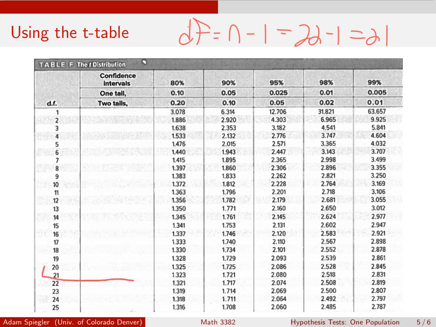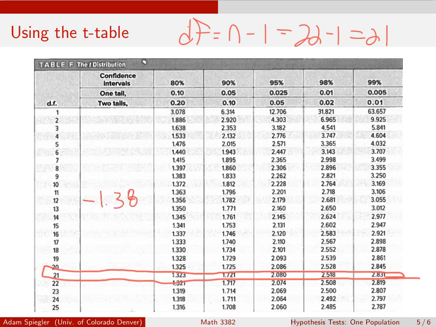So that means we would want to look in this column over here, and in this row, we're going to look for our test statistic, which we found as minus 1.38. First thing to keep in mind is we've only got positive values over here. So I need to take the absolute value of my negative value, and then see between which two values in that row it falls. And 1.38 falls between 1.323 and 1.721.